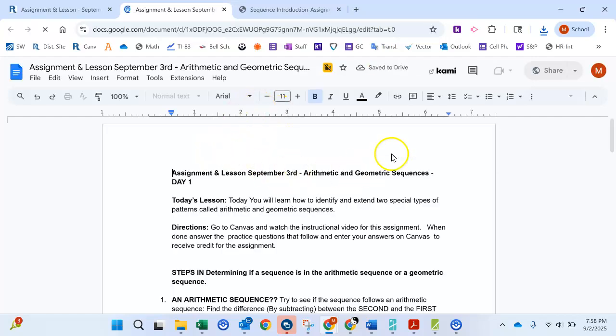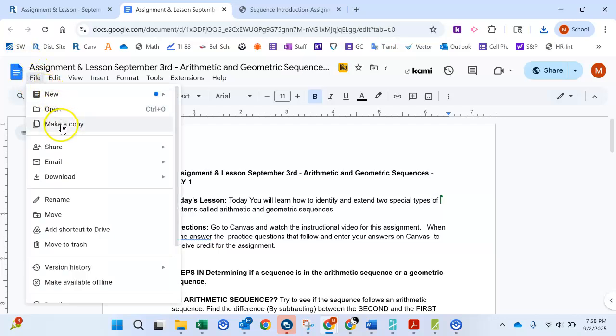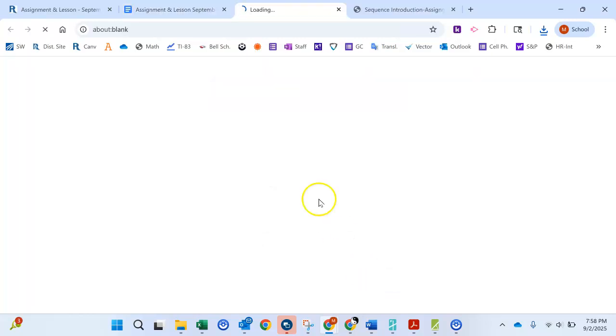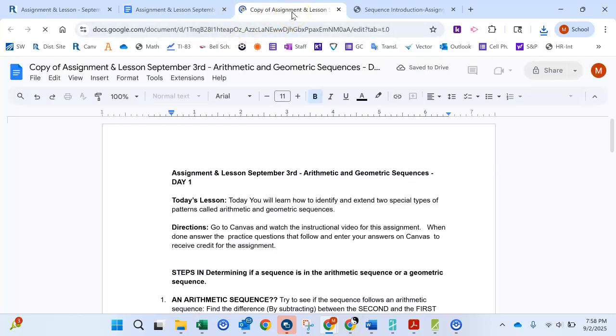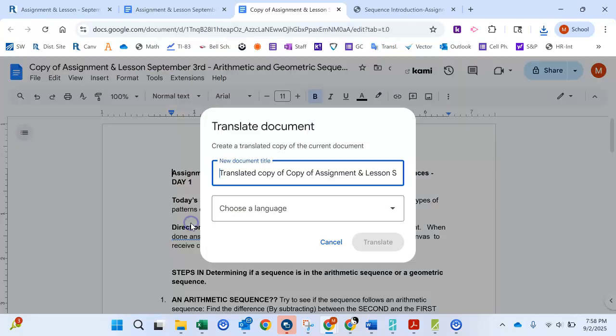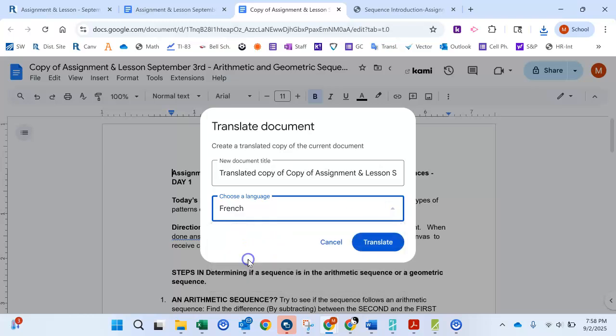Okay. And the first thing is you have to make a copy. So you're going to go File, Make a Copy, and hit Make a Copy. Okay, so that opens up a new one. And then you can go to Tools, and you can go to Translate, and then you choose your language. Let's just say you want to do French. You do French. Hit Translate.